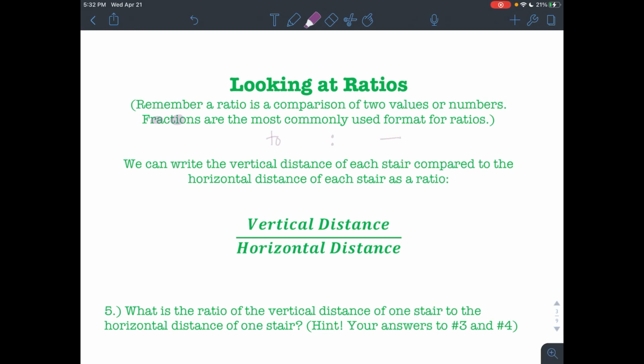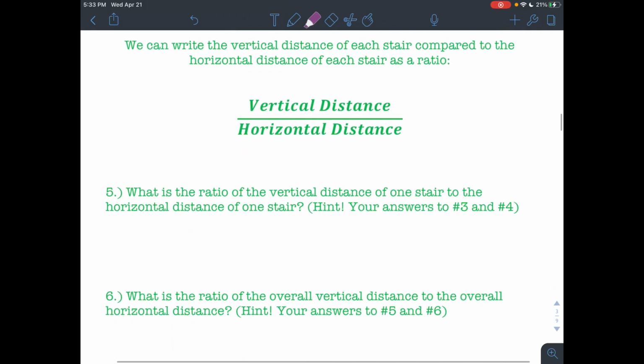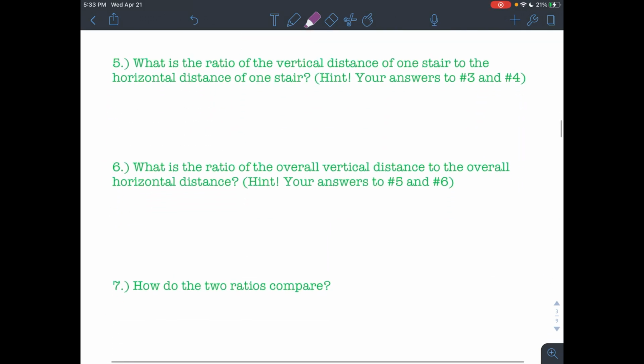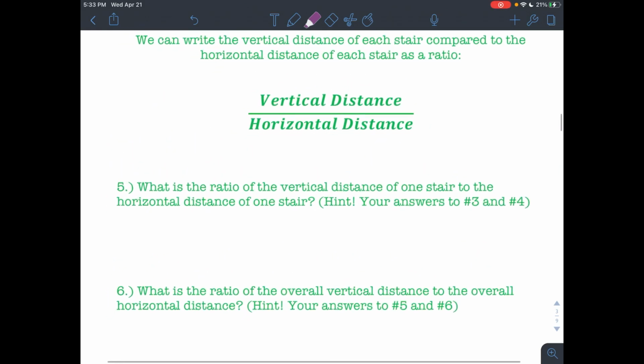So we can write the vertical distance of each stair compared to the horizontal distance of each stair by using a ratio. The vertical distance compared to the horizontal distance. So I want to know, in these next couple questions, what is the ratio of the vertical distance of one stair to the horizontal distance of one stair? So write it as a fraction. I even give you a hint. Look at your answers in number 3 and 4 to create your ratio, but using your own numbers.